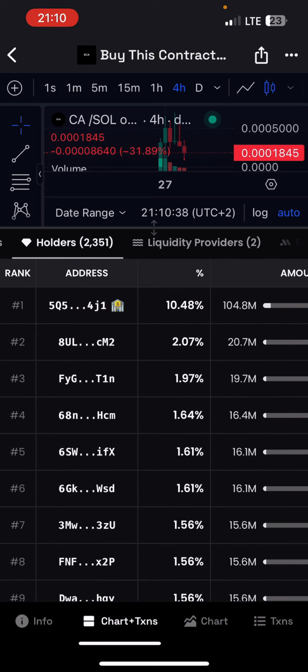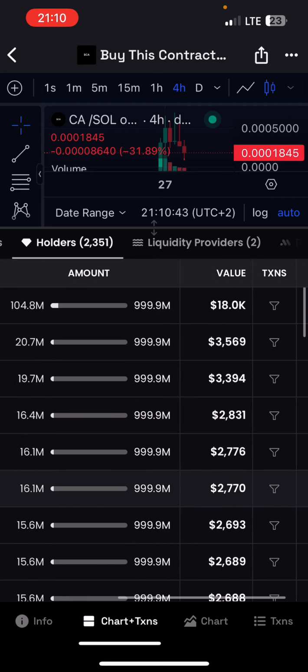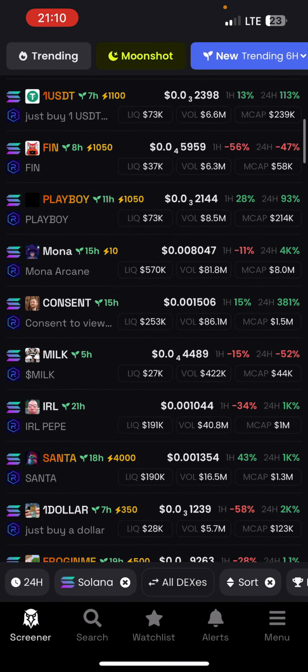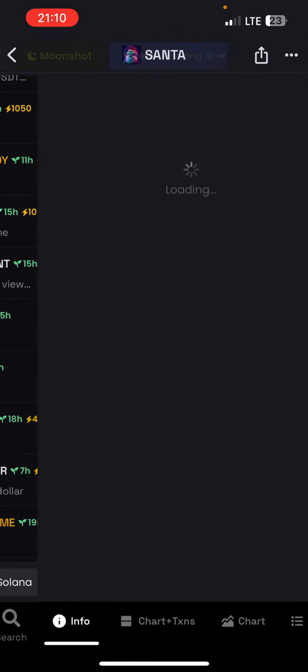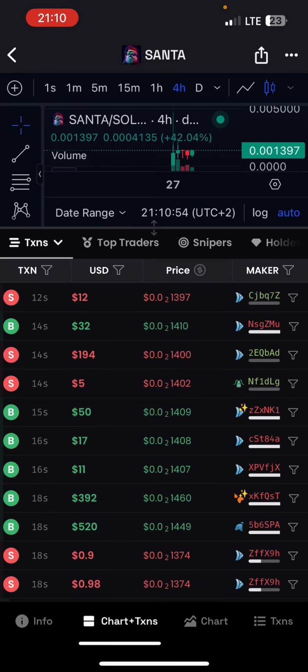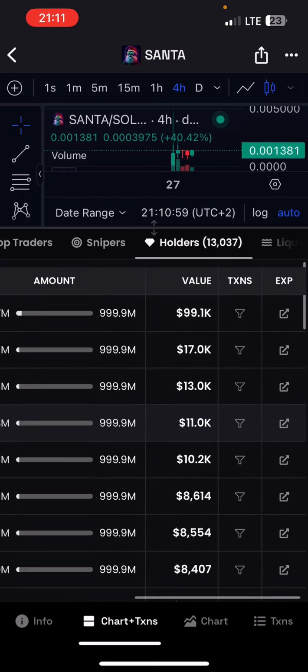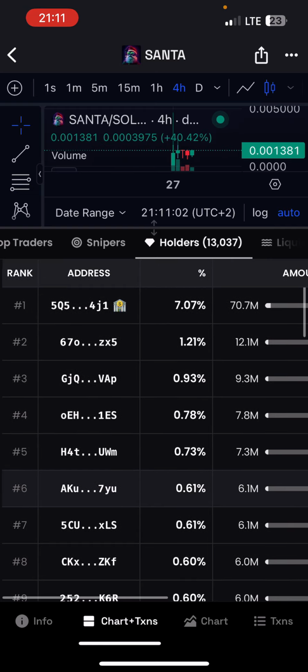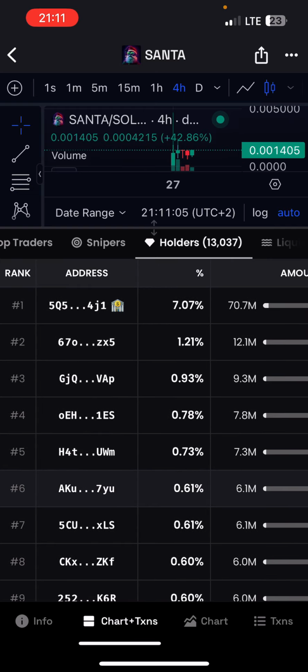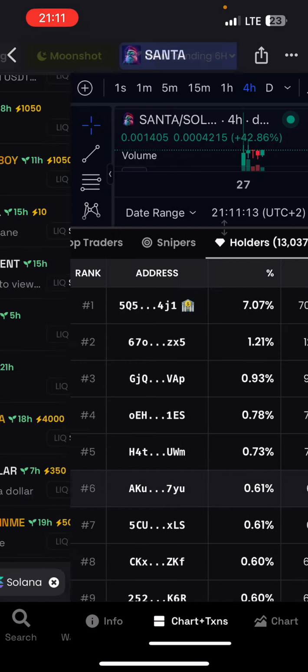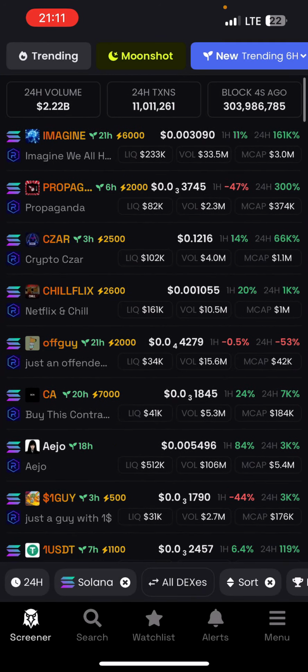Then we have holders. You can look at the holders. A specific address is holding more than 10% of the supply, meaning that is not a good coin. So you can browse through this, get more information, just simply looking at the transactions, looking at the chart, looking at the number of holders. As you can see, one wallet is holding 7% of the supply. Also a bit dangerous. So we look at coins where the largest address is holding less than 1% of the supply. So that is how Dex Screener works.